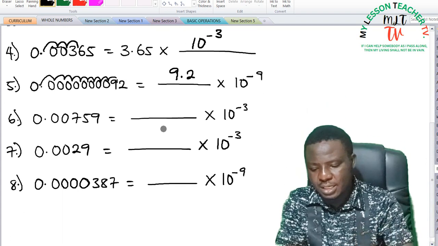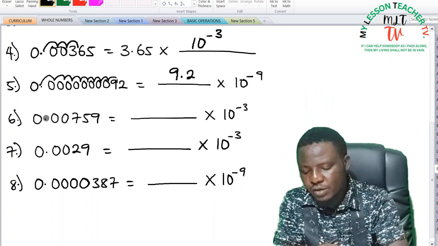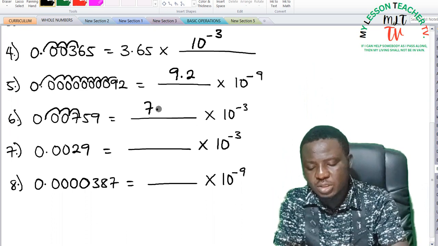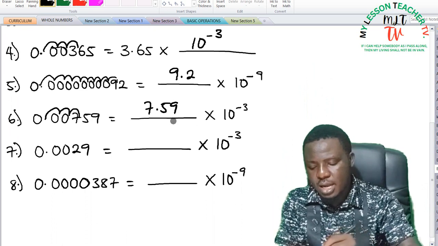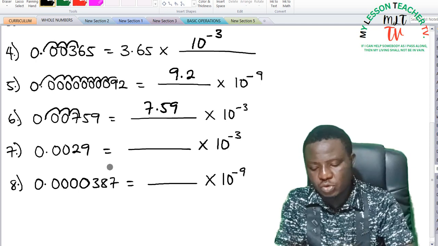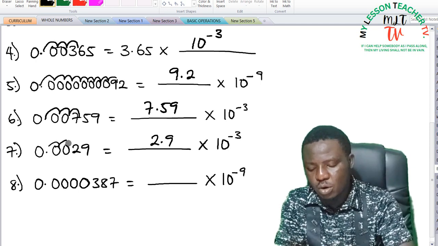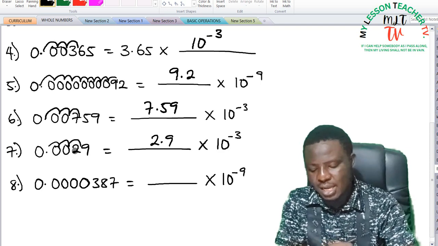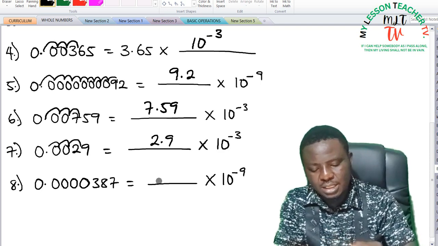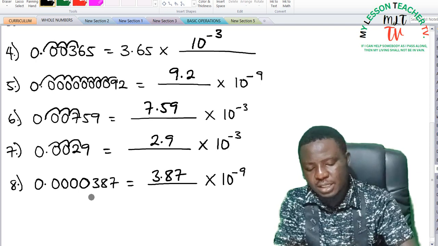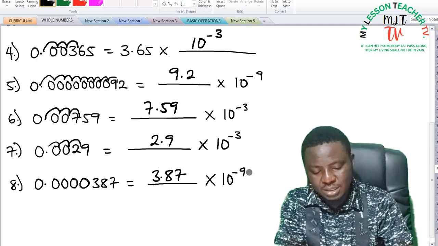Number 6, it is moved 3 times. So if you move the decimal point 3 times, 1, 2, 3, you are going to have 7.59, which is the answer. And in number 7, this is going to give you 2.9 because it is moved 1, 2, 3 times. And in number 8, this is said to be 3.87 times 10 raised to the power of minus 9.